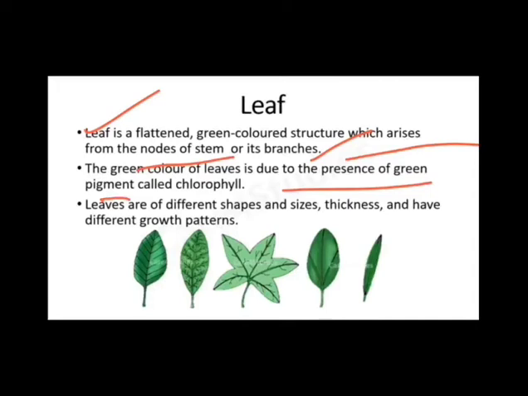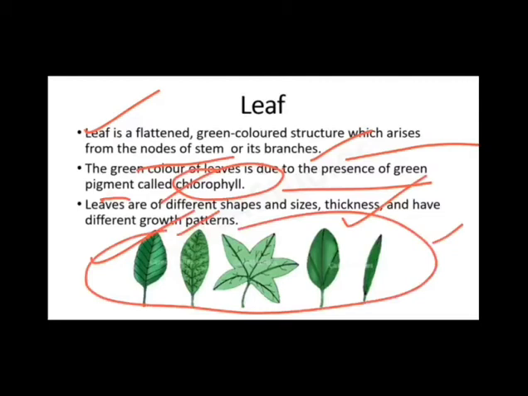Okay, so the leaves are of different shapes and sizes. They have different thickness, and they have different growth patterns also. You can see in this picture also, all these leaves are of different varieties. They have different shapes, different sizes, different thickness, and different growth patterns. Okay, so what is a leaf? A leaf is a flattened green colored structure which arises from the nodes of the stem or its branches.